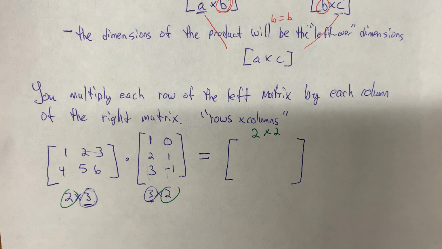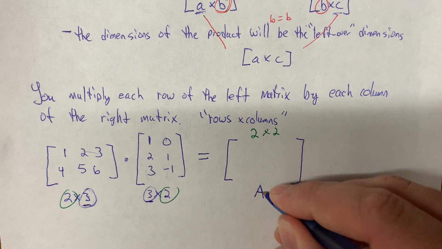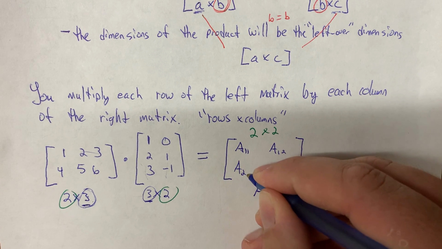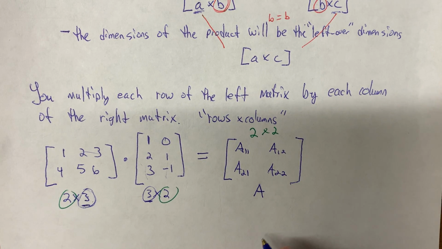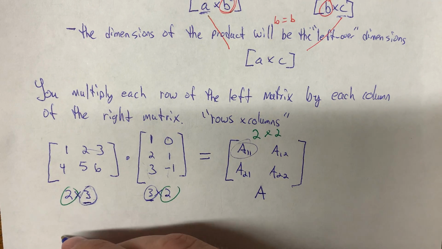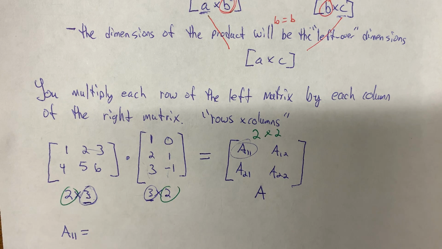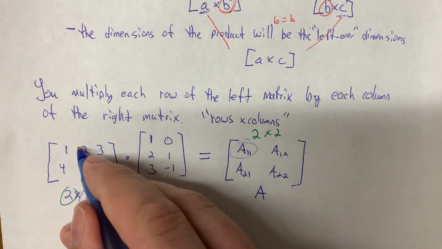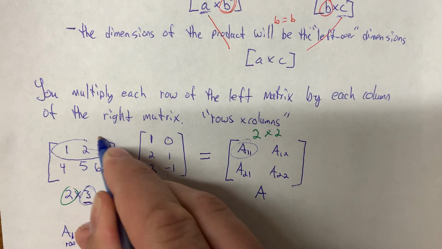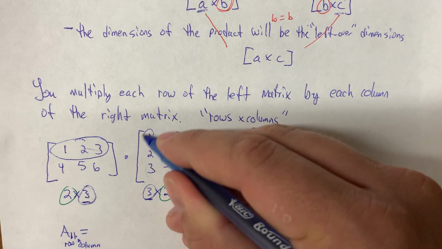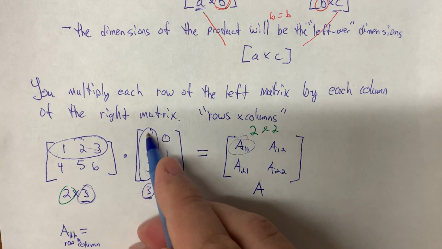Now, how do we do it? Well, I'm gonna call this matrix A, and so it's gonna have A11, A12, it's 2 by 2, A21, A22. And I am going to calculate each one. So A11 is going to be the first row by the first column, okay? So you're going to take the first row of this first matrix and multiply it by the first column of the second matrix.